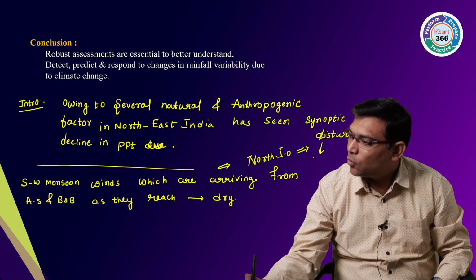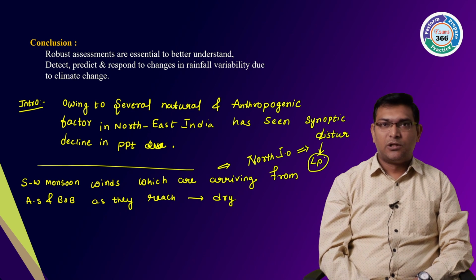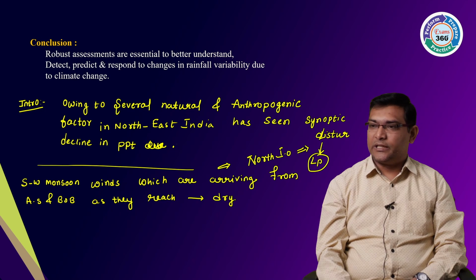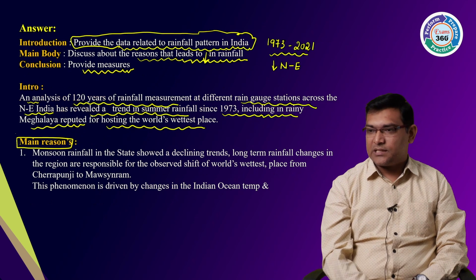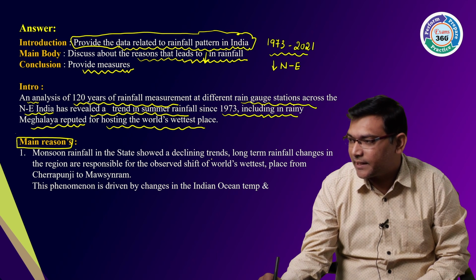What is this? Low pressure system. Okay, low pressure system. Now we will see monsoon rainfall in the states shown a declining trend.